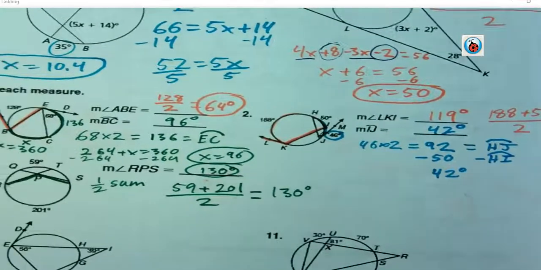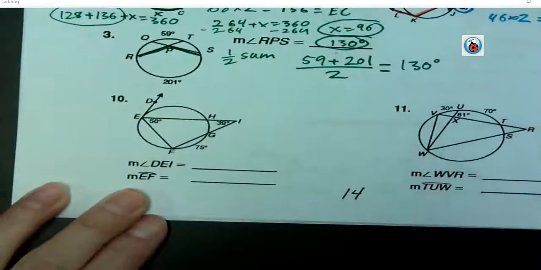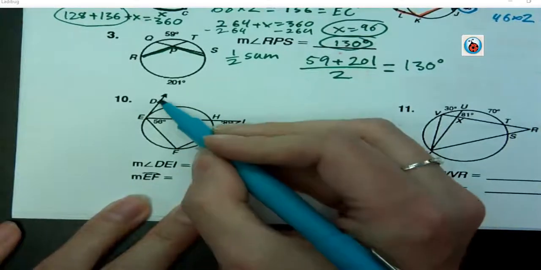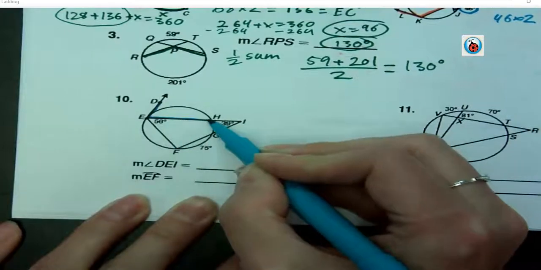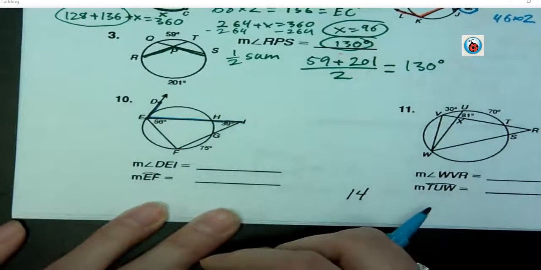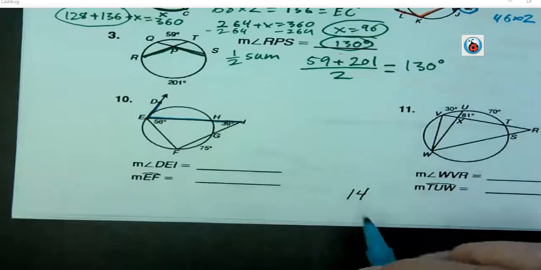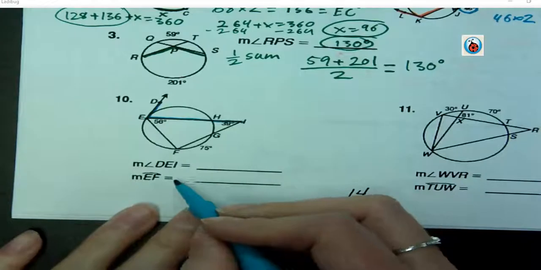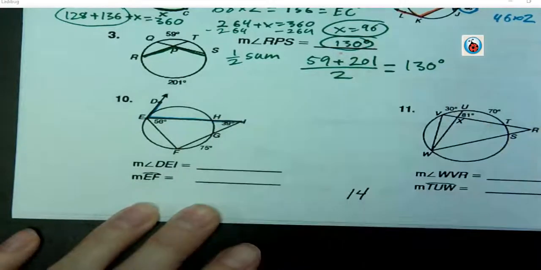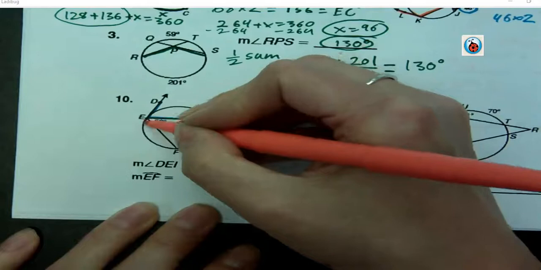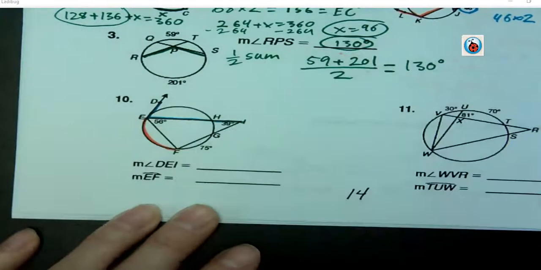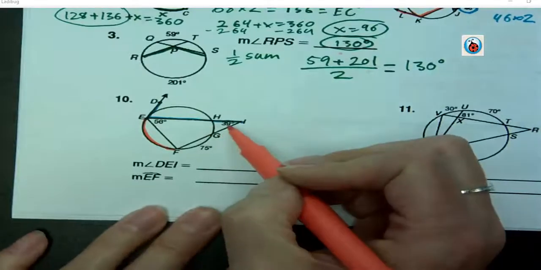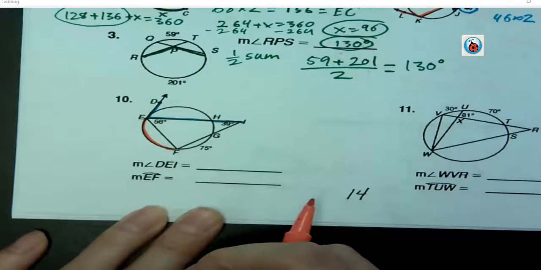Right, so just follow step by step when you get these more complex problems. Just go step by step, see what you can find. So, angle DEI. Okay, so I look at that. I do not yet have enough information to find DEI, so I'm going to come back to that one. Next is arc EF. And again, I don't quite have enough information to find that one yet.